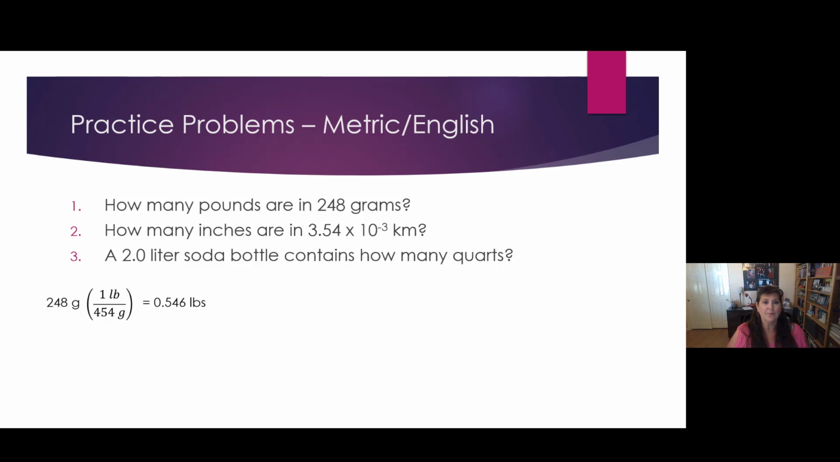Number 2, how many inches are in 3.54 times 10 to the minus third kilometers? I had to pull a little trick in here, didn't I, and give you some scientific notation.